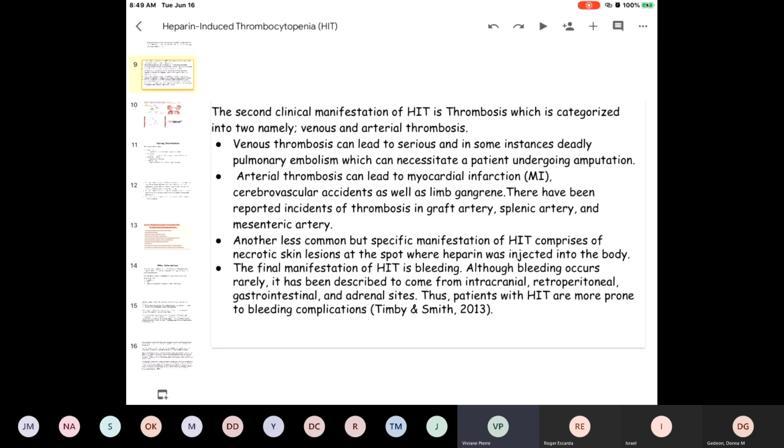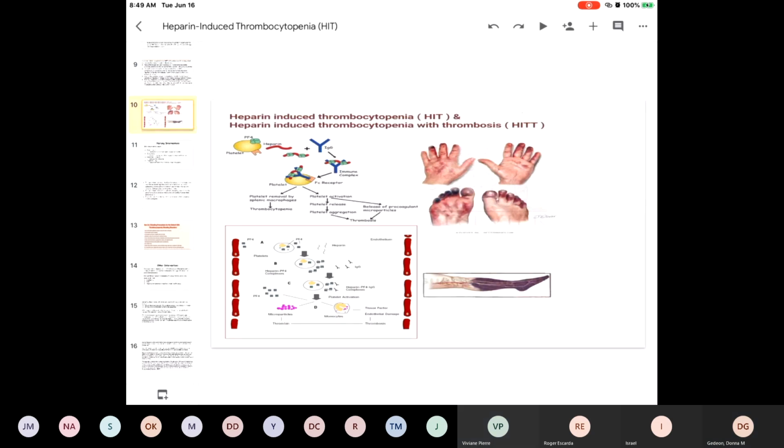Another less common but specific manifestation of HIT comprises necrotic skin lesions at the spot where heparin was injected into the body. The final manifestation of HIT is bleeding. Although bleeding occurs rarely, it has been described to come from intracranial, retroperitoneal, GI, and adrenal sites. The patients with HIT are more prone to bleeding complications.